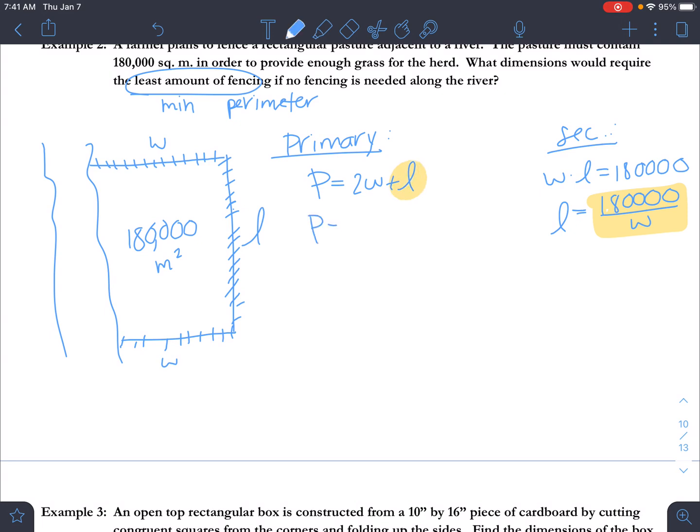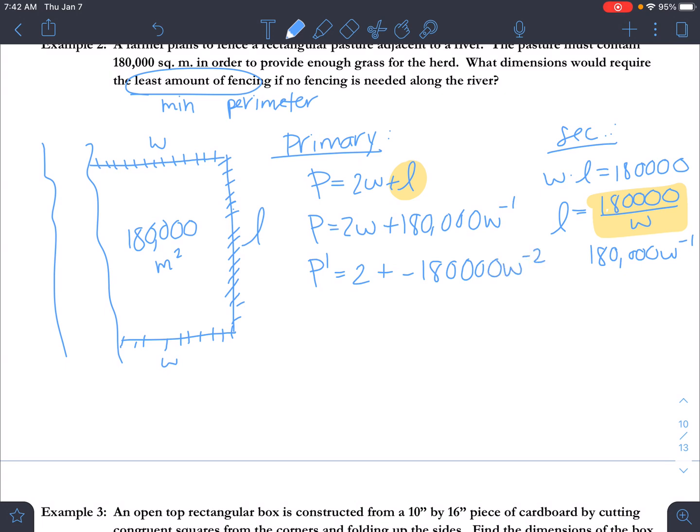So now I have P equals 2W plus, and I'm going to rewrite this, guys, as 180,000 W to the negative first, if that's okay with you, just for the sake of taking a derivative. There we go. So instead of L, I wrote in that. And now I take the derivative, right? I'm trying to find the minimum, meaning I need the first derivative set to 0 and solve. So that would give me 2 plus, bring down the power, so technically minus 180,000 W to the negative second. Okay, you would end up solving this. I'm sorry, so you set it to 0, and then I'm just going to start solving.